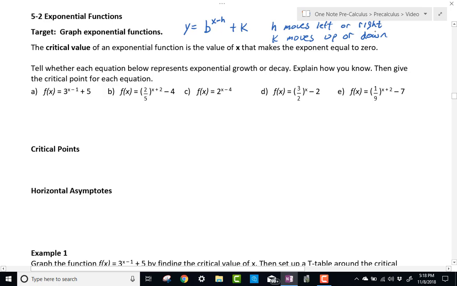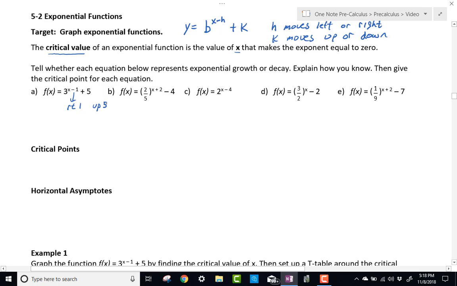In an exponential function, we call the point where we shift the critical value. Like on a parabola, we call it the vertex. On an absolute value, we call it the vertex. We also did square root functions where it wasn't necessarily a vertex, but we called it a starting point. On an exponential function, we call this a critical value. So the critical value of an exponential function is the value of x that makes the exponent equal to 0, just like it would do when you shifted a parabola. So when I look at this first function here, I see the minus 1 up here. So right away I see a shift of right 1 and up 5.